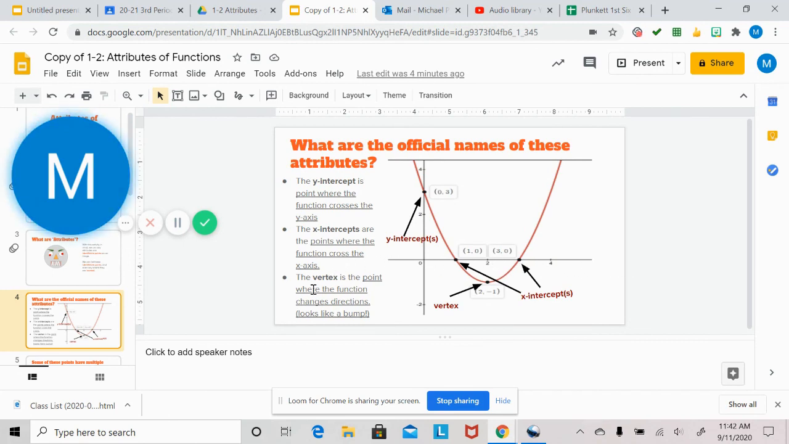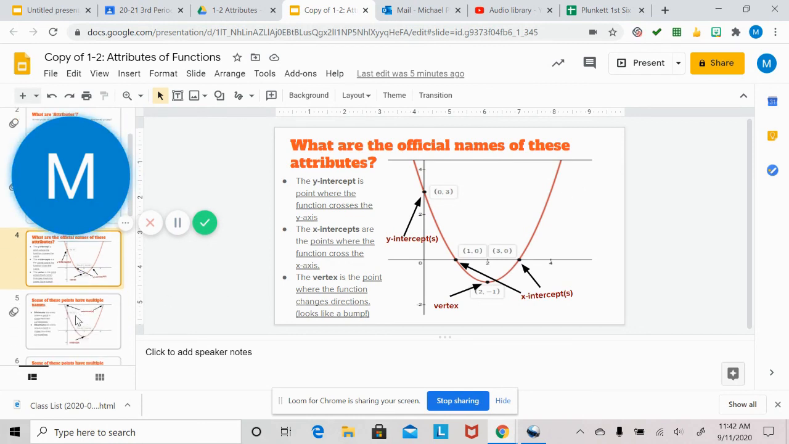The next one, and we do have a couple more after this, is the vertex. You can think of the vertex as the turning point. It's where the graph turns and changes direction. So I go from decreasing, or going down, to turning to where I'm increasing and going up.